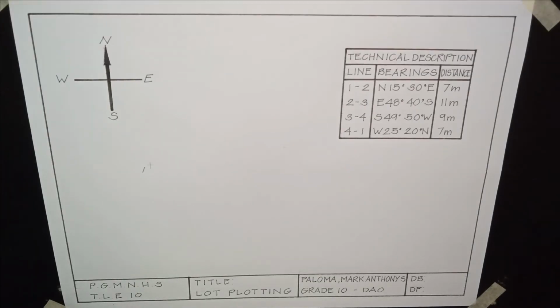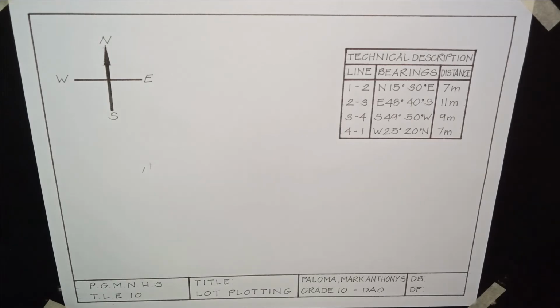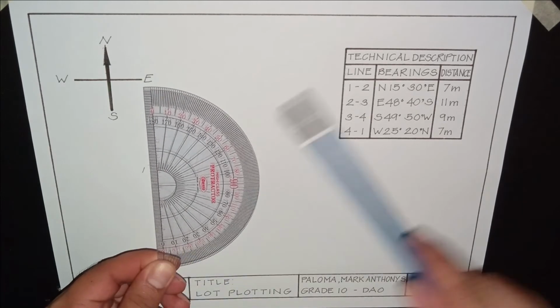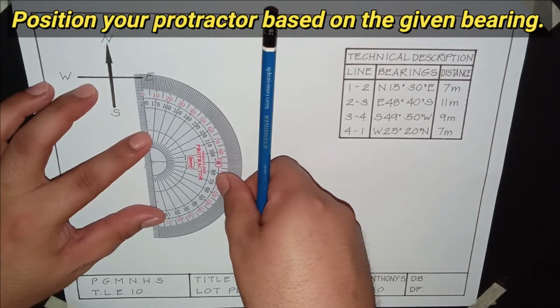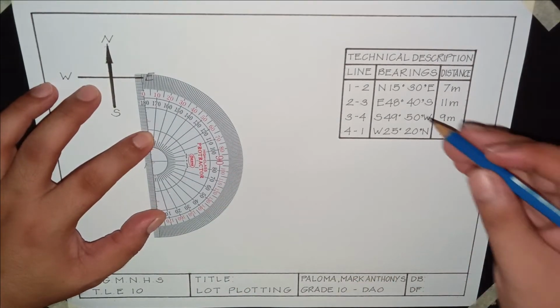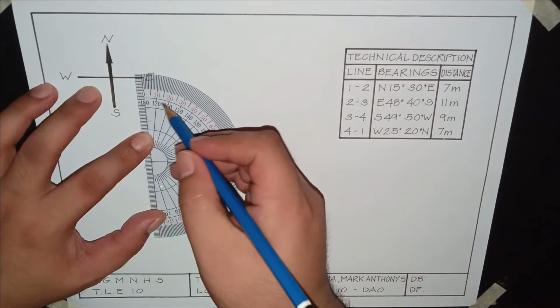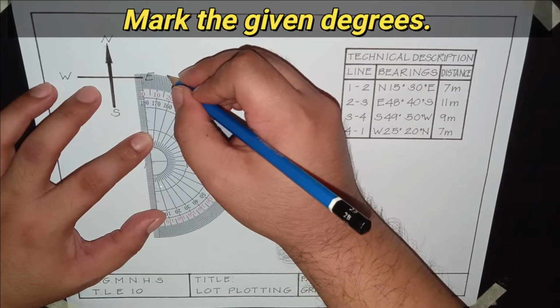Using your protractor, we have the bearing of north, 15 degrees, 30 minutes east. Yes, our protractor is going to east. So the placement should be like this, in a vertical position facing the east part. The given degree is 15 degrees. So where can we find 15 degrees? We have the middle or the center of 10 and 20 degrees, that is 15. So mark it.